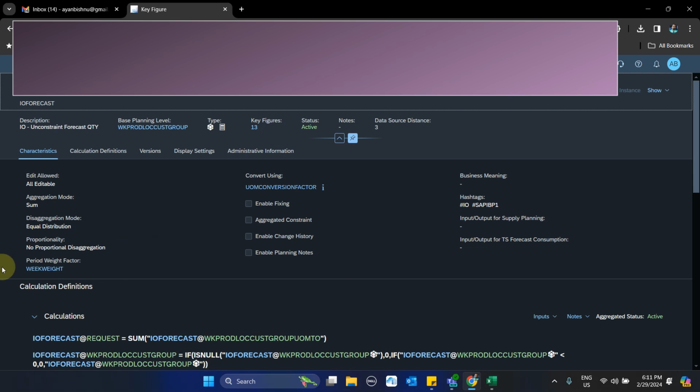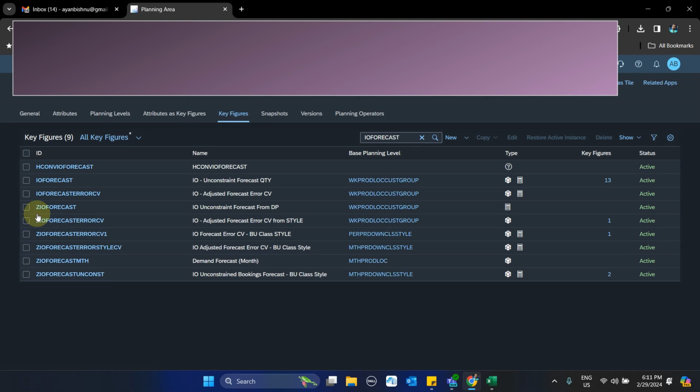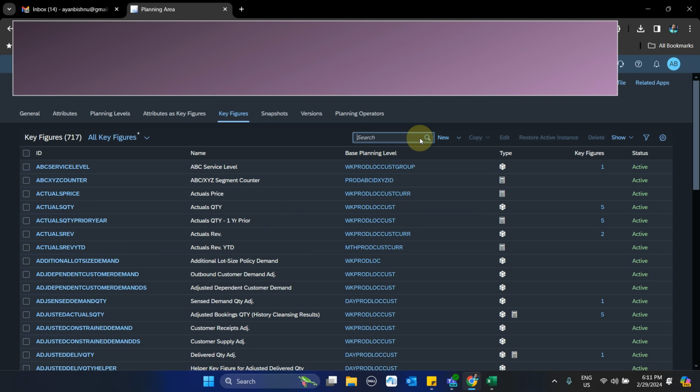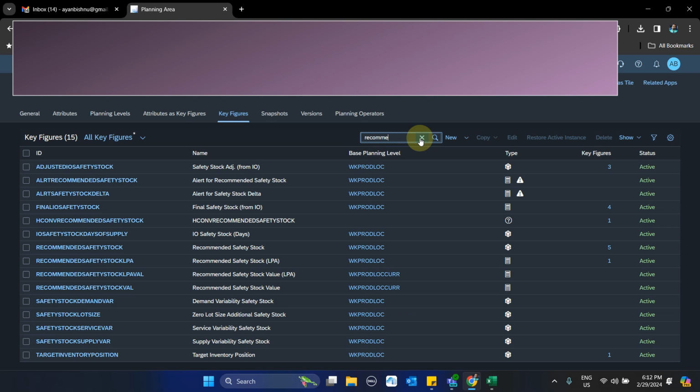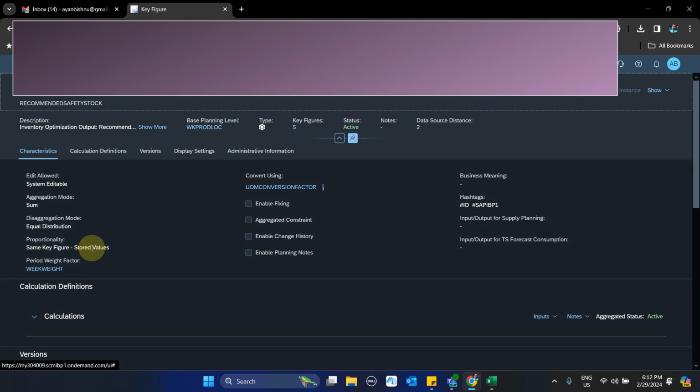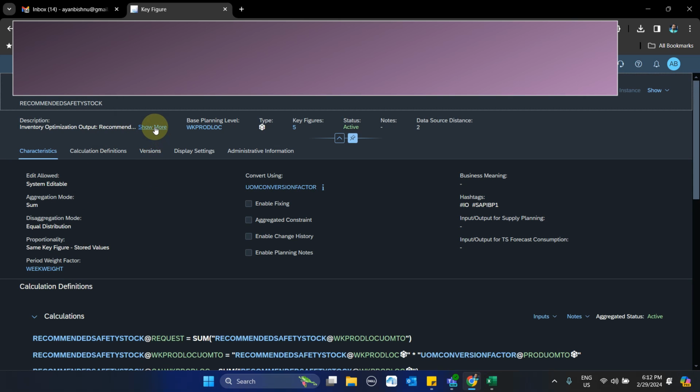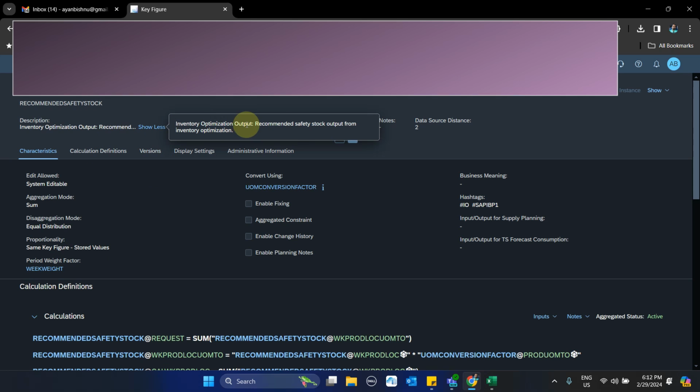So these are the two primary inputs that are very important and required. Based on these inputs and some other master data inputs that I have shown you, and a few more additional inputs which I will come to later, the system generates something called recommended safety stock. This is the output key figure. So this is the output recommended safety stock from inventory optimization.